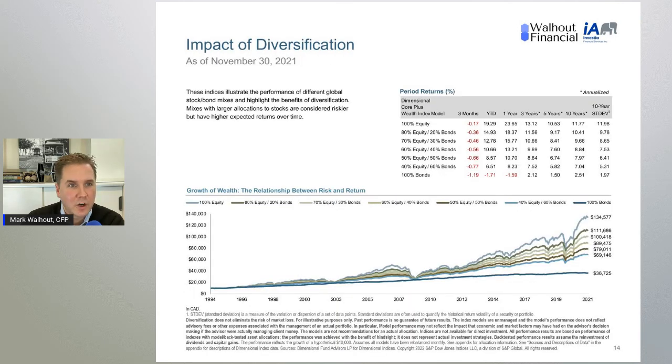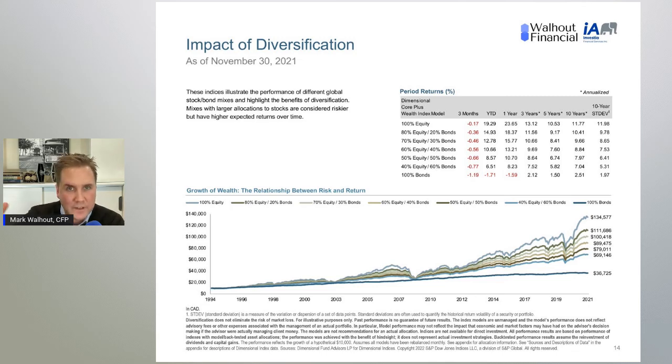And then on this next chart, we're showing a slightly different look at the different global portfolios. As you can see, for the full year 2021, fantastic returns in the 100% equity portfolio. The 1 year FY 2021 return of a 100% equity portfolio was roughly 23.6%.